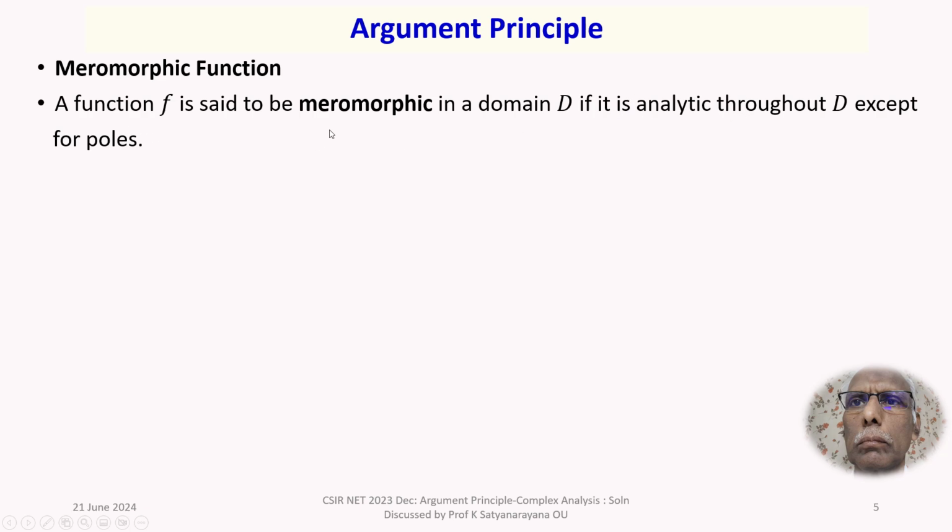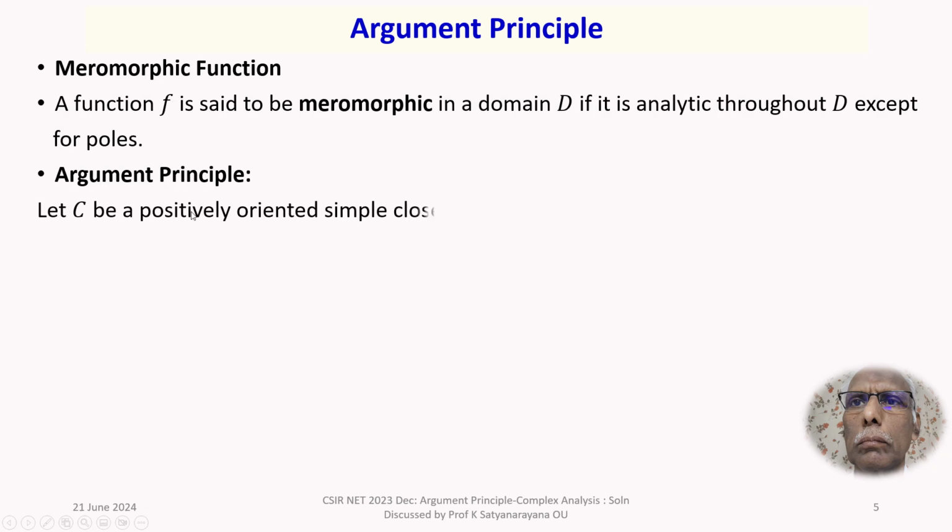That means the function f of z is analytic throughout D and will have only poles and no other types of singularities. Only poles will be there. Such a function is said to be a meromorphic function. And we have the famous argument principle for meromorphic functions.